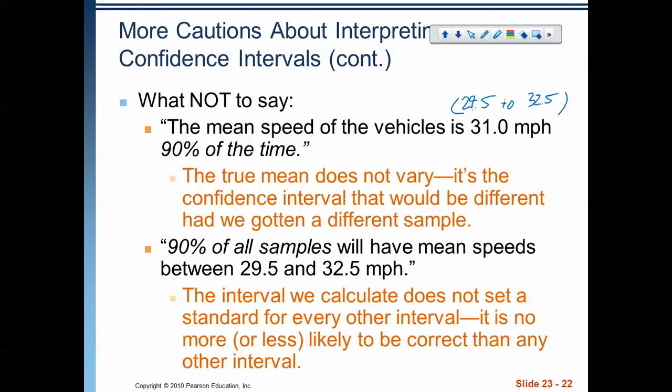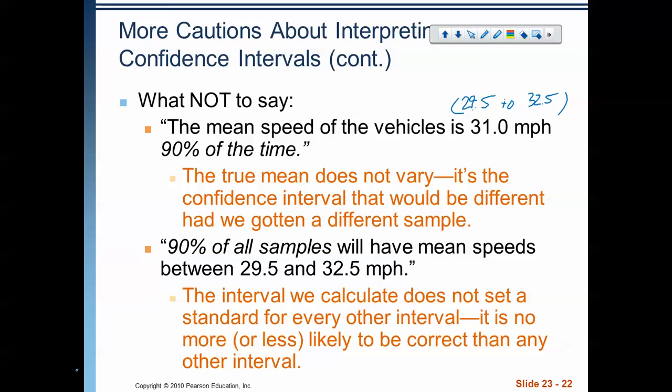The true mean does not vary. The true mean is a set thing, right? It's the confidence interval that would be different had we gotten a different sample. So every sample that we create is going to create a different confidence interval, and it's not telling us exactly what the mean is this amount of the time. That's different. Okay. And then the last one of the wrong things to say: 90% of all samples will have mean speeds between 29.5 and 32.5.